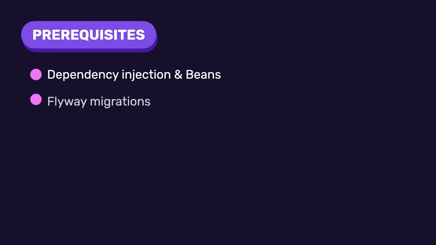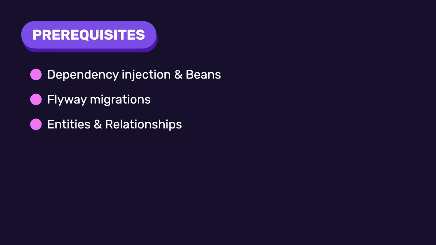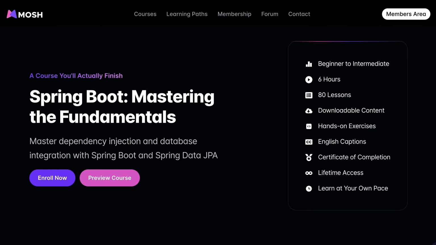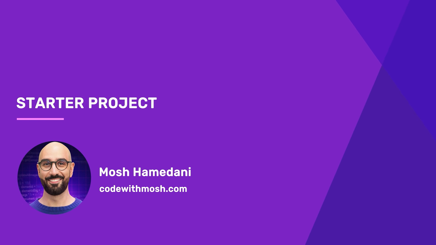Now, because this is part 2 of my Spring Boot series, you should ideally have completed part 1 or be familiar with concepts like dependency injection and beans, Flyway migrations, entities and relationships, repositories, and writing custom queries. If you're not familiar with these concepts, I highly recommend watching part 1 of the course before continuing. You'll find the link below this video. Now, assuming that you are the right student for this course, let's get started.